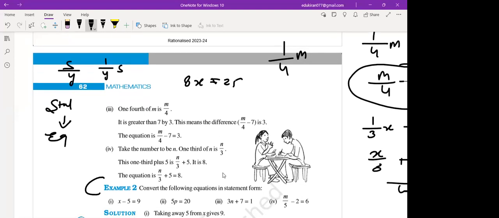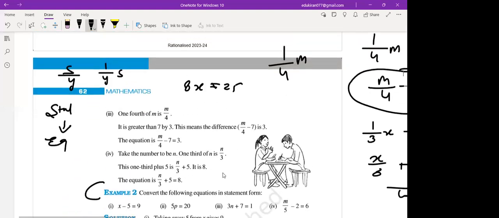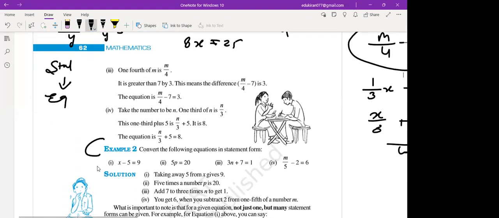Okay, so for the first one, I will be giving you an alternate solution as well. It's not like the fixed solutions. You can write it like this: taking away 5 from x gives you 9. Or taking away 5 from any number gives you 9. But as they have given you x, you can mention x. Can we write subtracting? Yes. Subtracting 5 from x gives you 9.